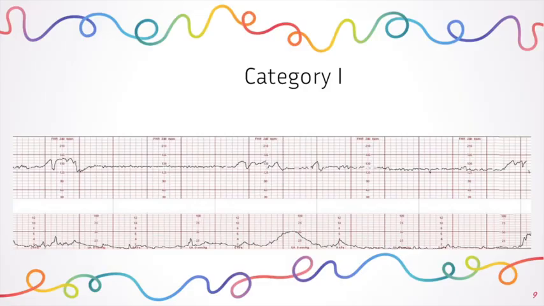So here's an example of a Category 1 tracing. I'm going to give you an overview of this. I know you don't really know what it means. I'm going to teach you. So your fetal monitor paper is divided into two sections. The top part will always tell you the fetal information. And the bottom part is going to tell you the maternal information or the contractions, okay? All right, so let's look at the top part here.